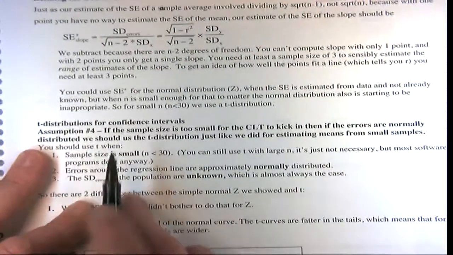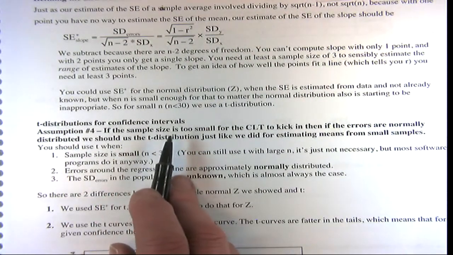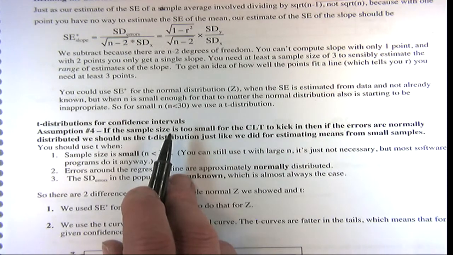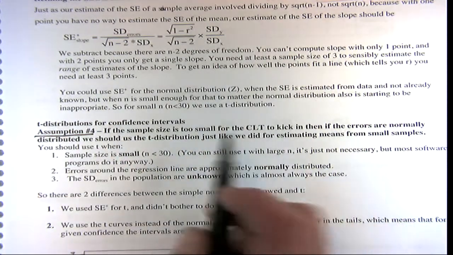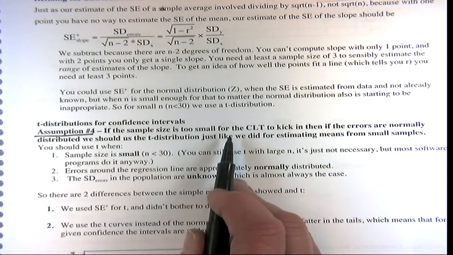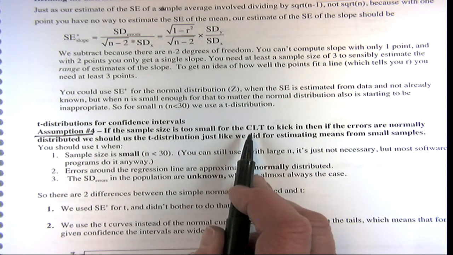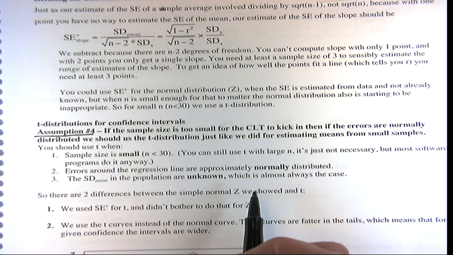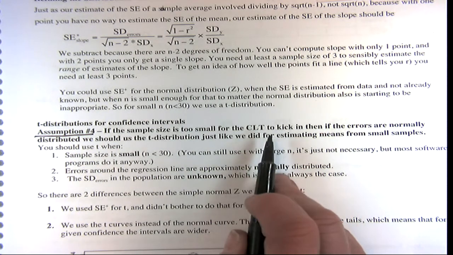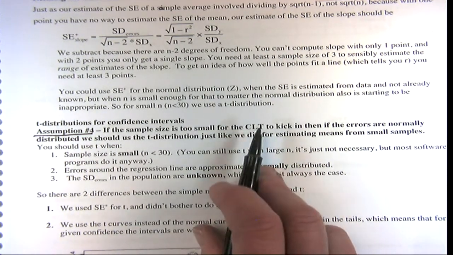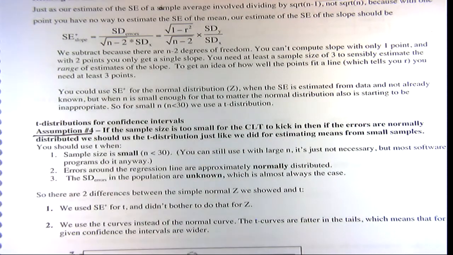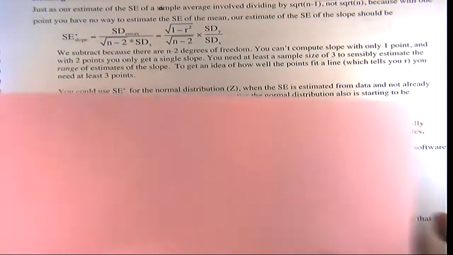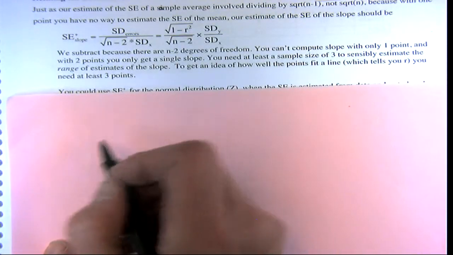So now we're going to do t-distributions for confidence intervals here, and we need this assumption number 4, which is normality of the errors. So if the sample size is too small for the central limit theorem to kick in, remember what the central limit theorem says. First of all, what is this normality of the errors? Remember what we're talking about with these assumptions here. Let me just quickly draw them again.